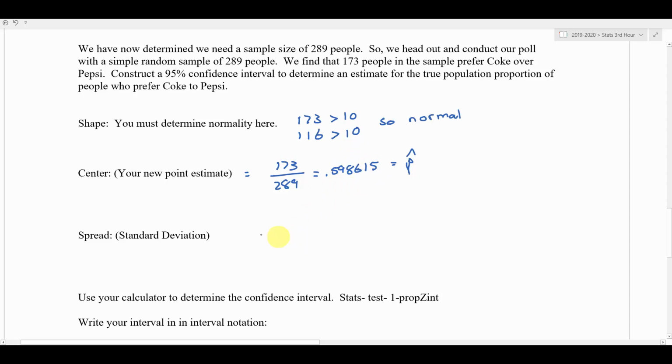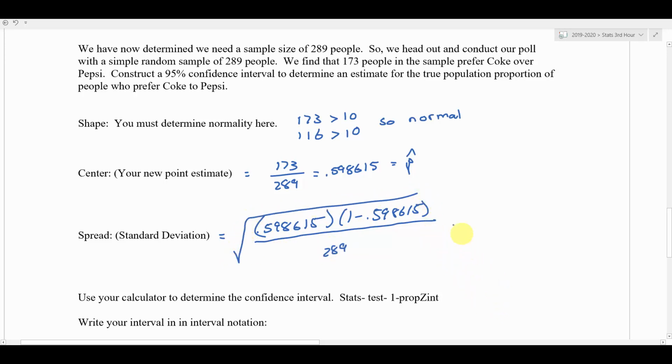All right, now our spread, we have to recalculate our standard error. Now that we have our sample size, we can do that. So I'm going to take this 0.598615 and I'm going to multiply it by 1 minus 0.598615, divide by my sample size, which is 289, and then square root. And if I do that calculation correctly, I should get 0.0288.